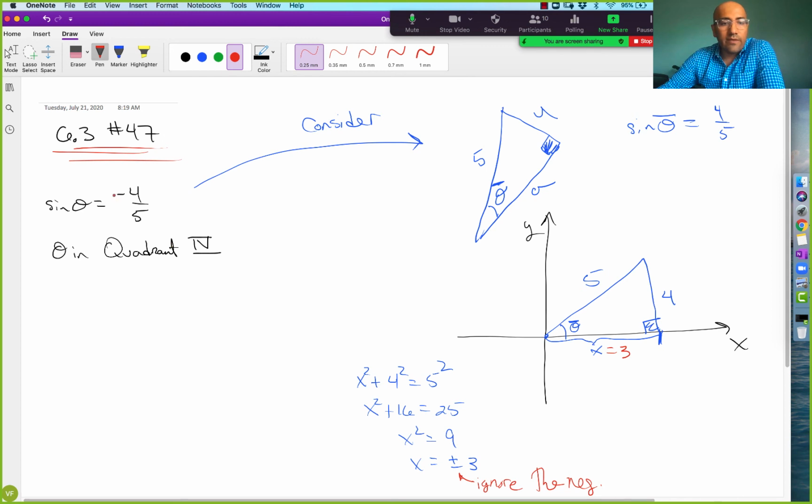Okay, in general, whenever they give you something like this to solve, just think of it in quadrant 1. What is it in quadrant 1? What can we find about it in quadrant 1? And then move it over to the values that they give you.